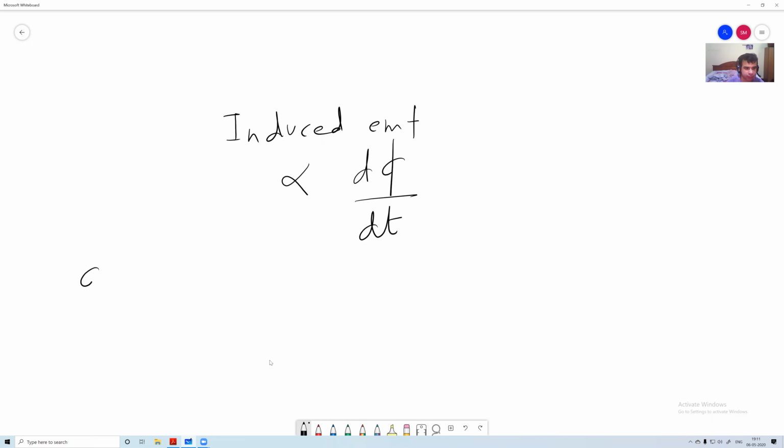And what is magnetic flux? Magnetic flux is the total amount of magnetic field passing through a given surface S.